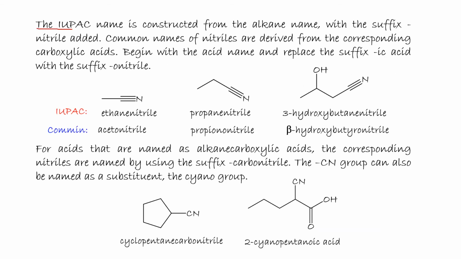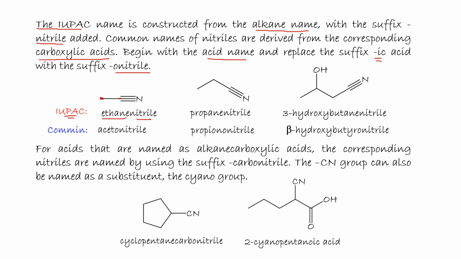The IUPAC name is constructed from the alkane name with the suffix nitrile added. The common names of nitriles are derived from the corresponding carboxylic acids. Begin with the acid name, replace the -ic of the acid with the suffix -o-nitrile. Here we have one carbon, two carbons. So that's ethanenitrile. That's IUPAC.